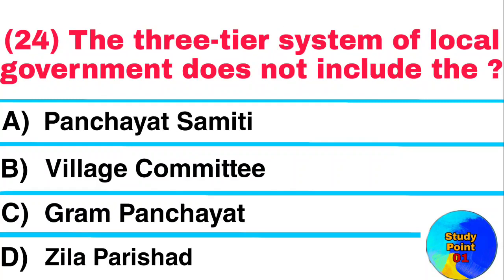Question. The three-tier system of local government does not include the A. Panchayat Samiti. B. Village Committee. C. Gram Panchayat. D. Zilla Parishad. Answer. Village Committee.